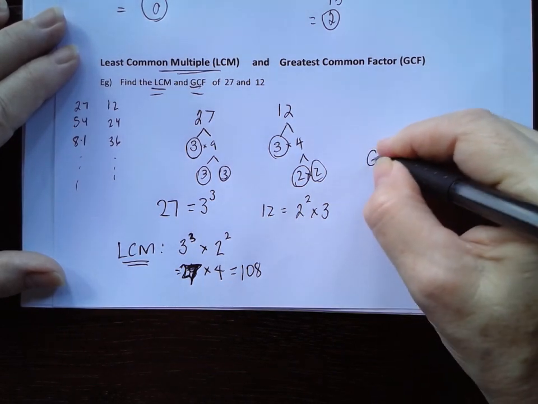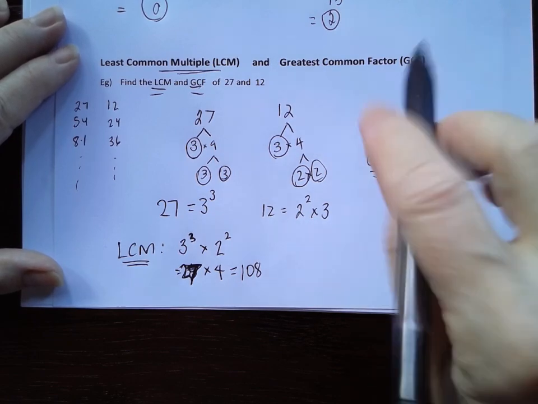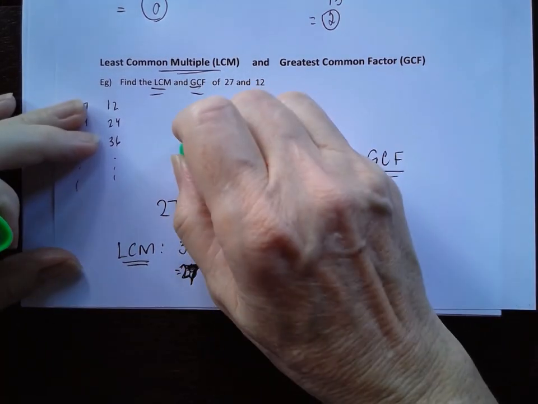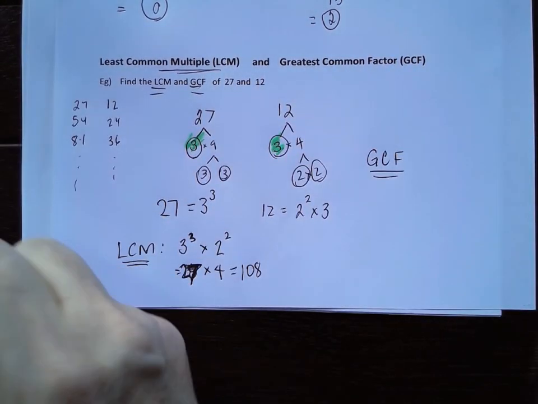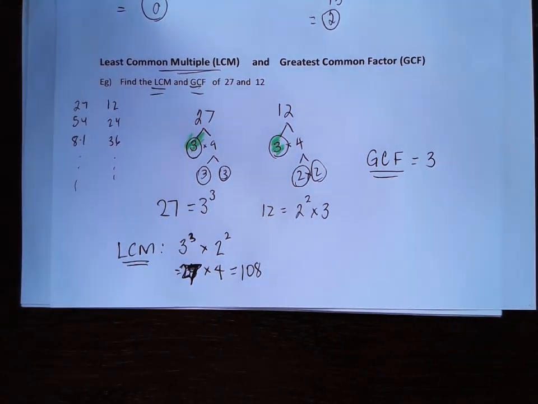For the greatest common factor, I'd take what they have in common. Well, the only thing they have in common is that 3. So the greatest common factor is 3. That's the easy one. All right, that's it for chapter 1.